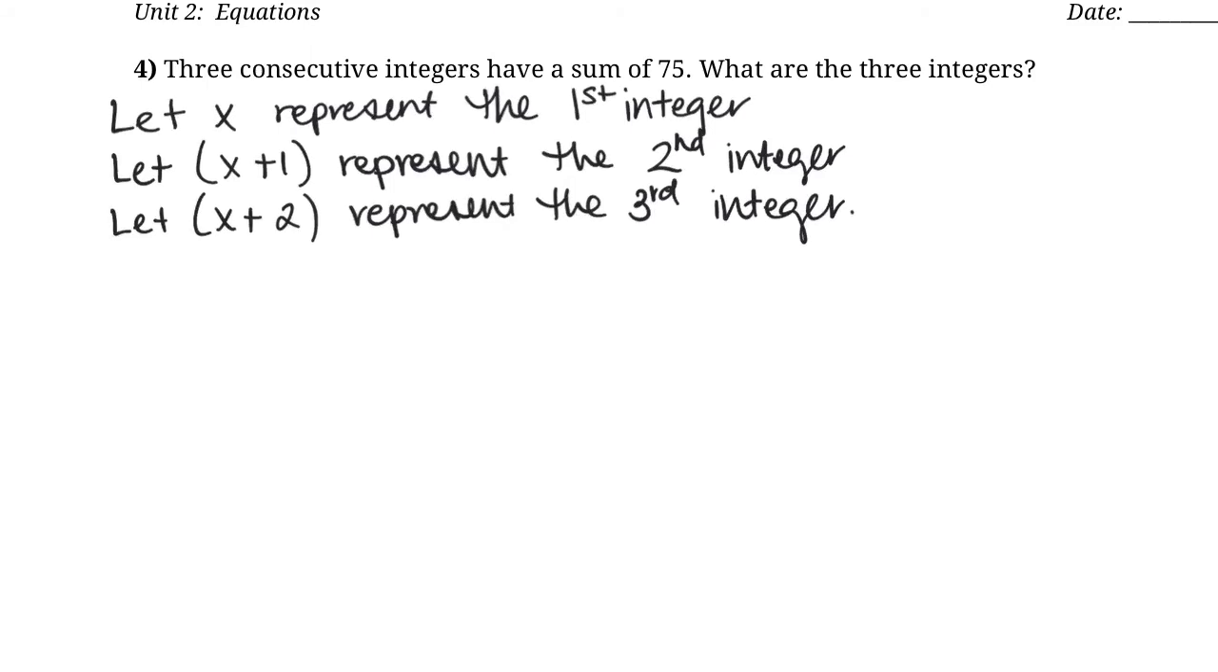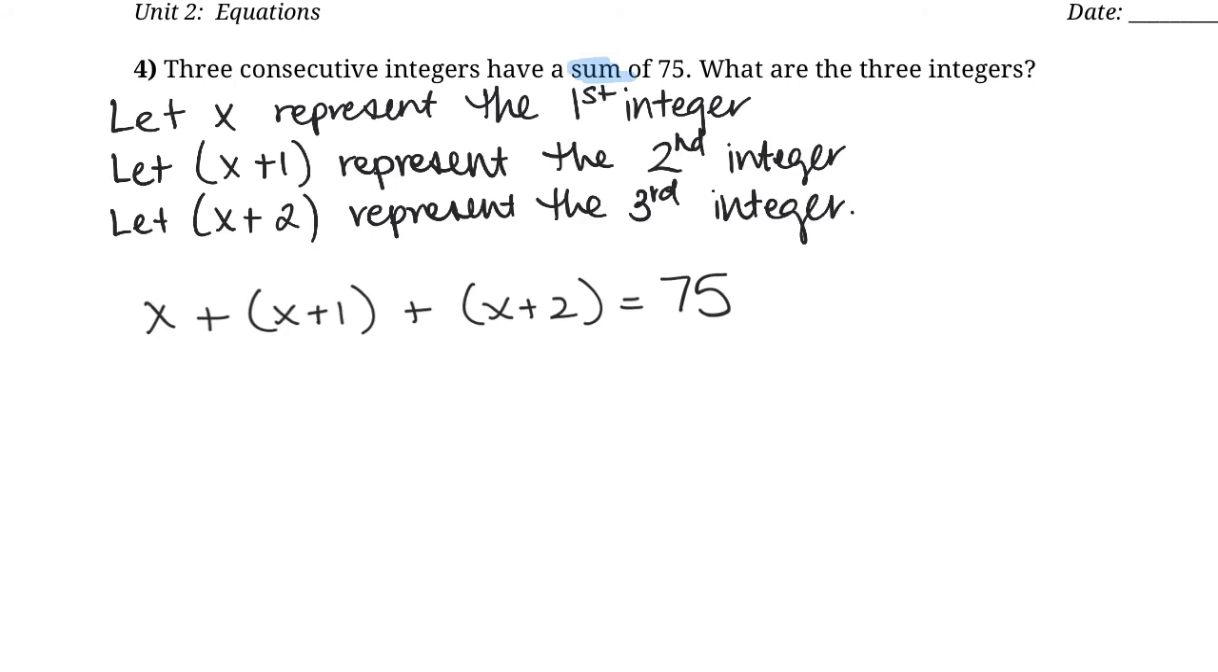So there are my three consecutive integers and an algebraic term or expression for each one. Now, to take the sum of those integers means that you need to add them together. So let's take those expressions we just came up with and add them together. So that means x plus x plus 1 plus x plus 2, all of that together has to equal 75. So this is a really simple, straightforward equation to solve.